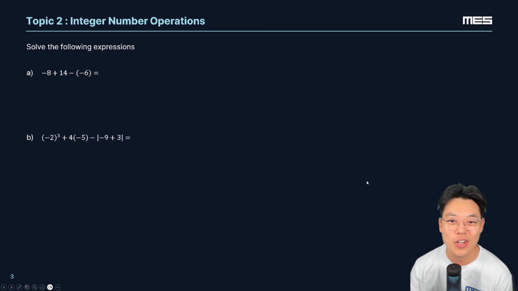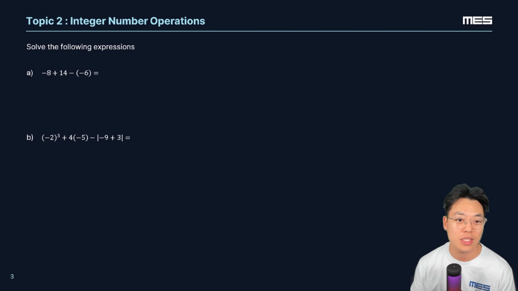Topic 2, integer number operations, super important in order to solve algebraic equations in Algebra 1. Here we go. We have -8 plus 14. Well, that's just 6. Minus a negative. A negative times a negative is a positive. This is the first time we've seen this in pre-algebra, and that is 12.